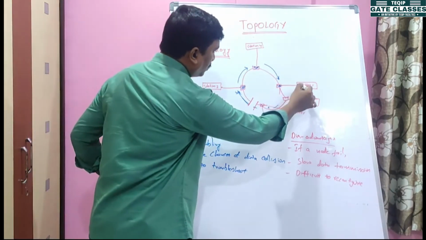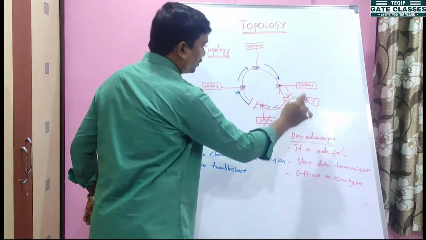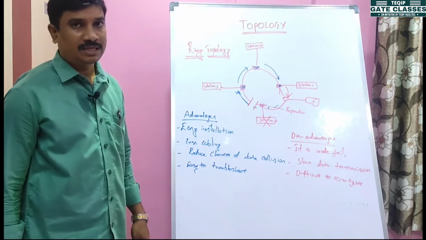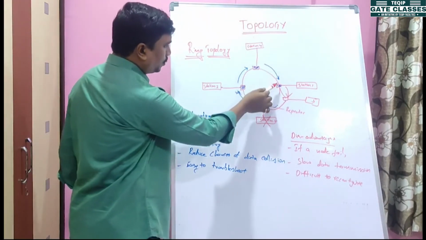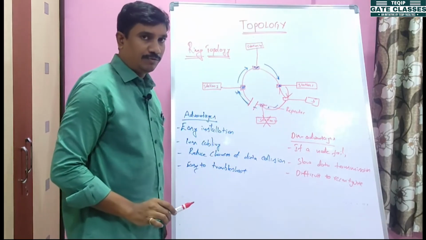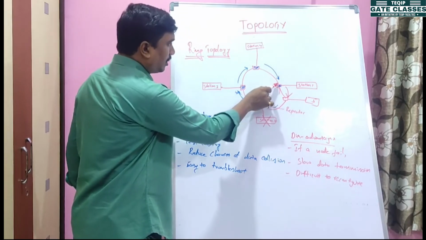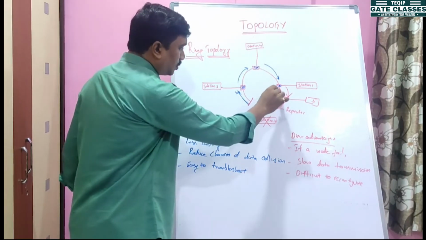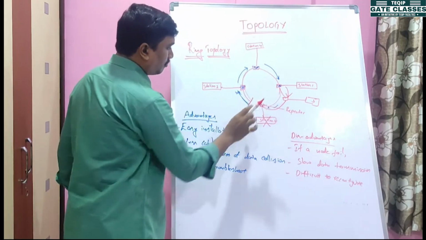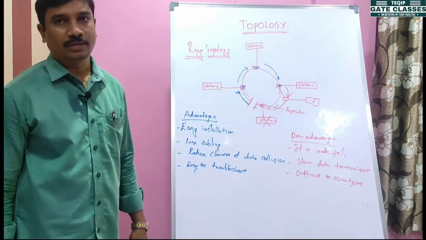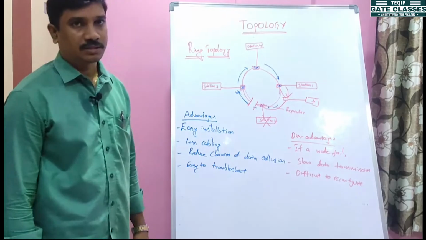Suppose system 1 wants to connect to system 4. It wants to send a message to system 4, but the direction is clockwise. Station 1 and station 4 are neighboring stations, but even so, it's not possible to send data to station 4 because the cable is broken. Then it's not possible to connect. So that's the meaning of a failure.